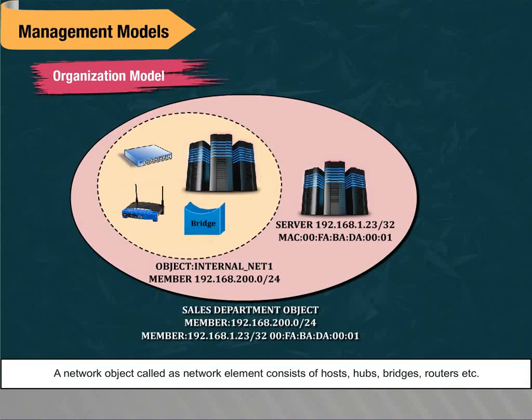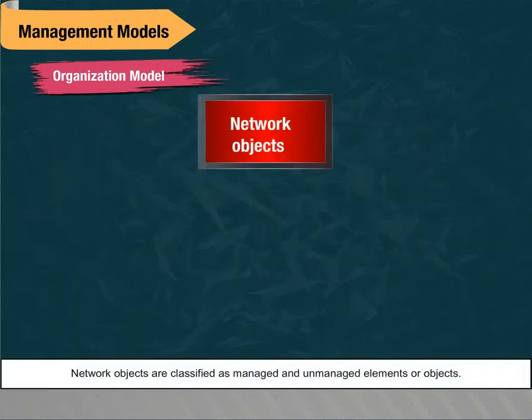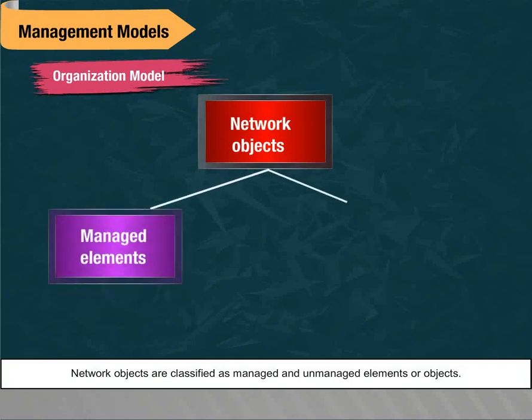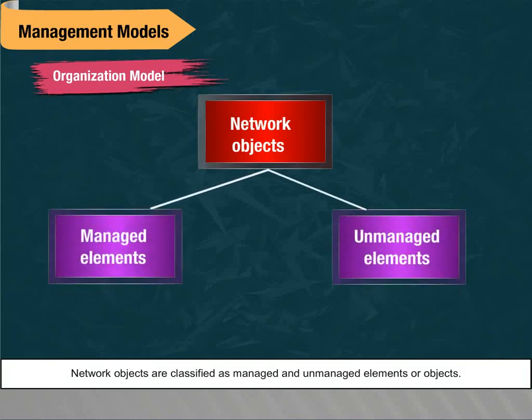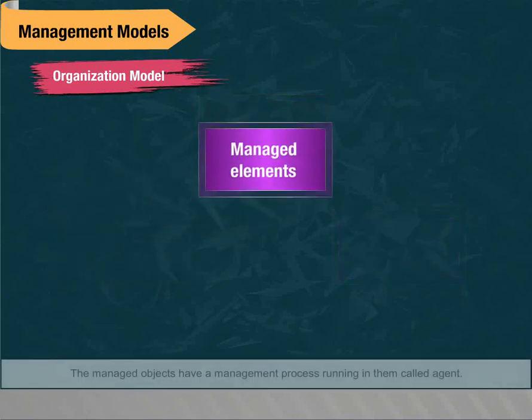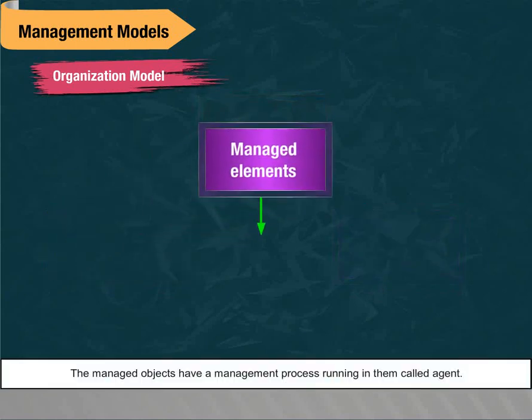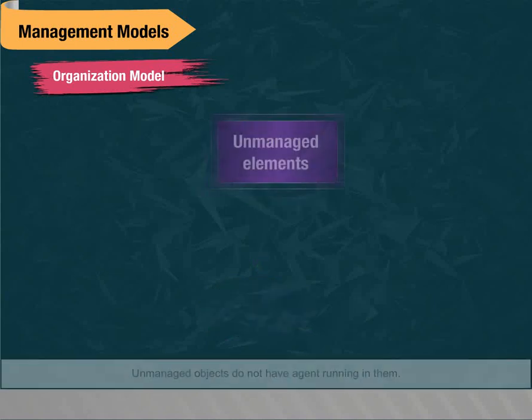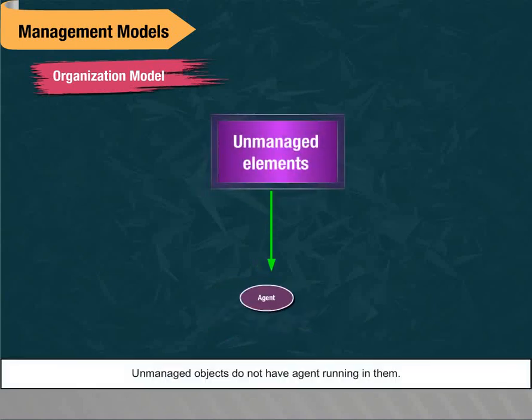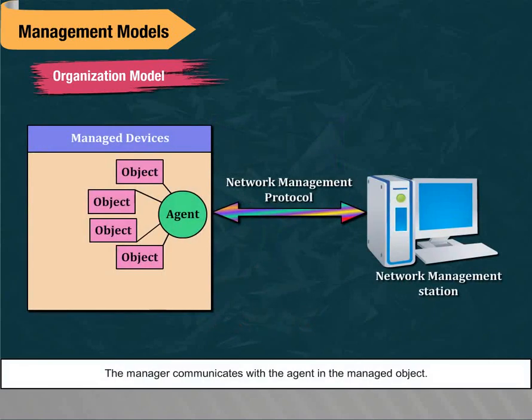A network object called a network element consists of hosts, hubs, bridges, routers, etc. Network objects are classified as managed and unmanaged elements or objects. The managed objects have a management process running in them called an agent. Unmanaged objects do not have an agent running in them. The manager communicates with the agent in the managed object.